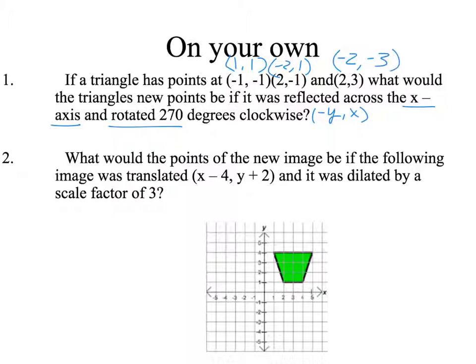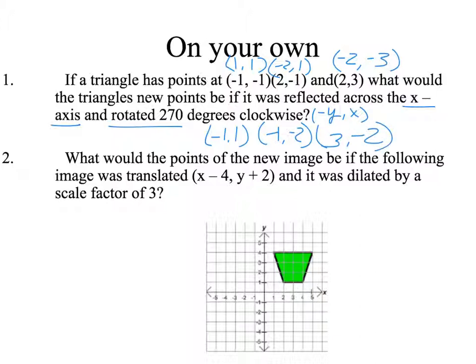Then when I rotate this first one, this is going to become negative 1, 1. Second one is going to become negative 1, negative 2. And the third one is going to become 3, negative 2.